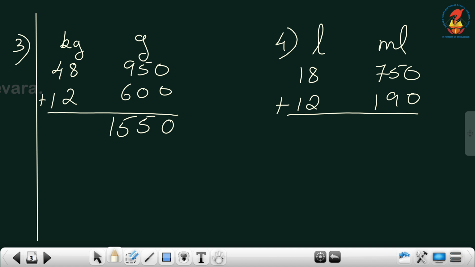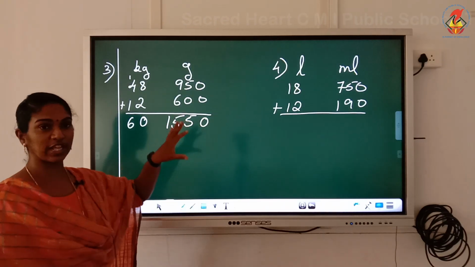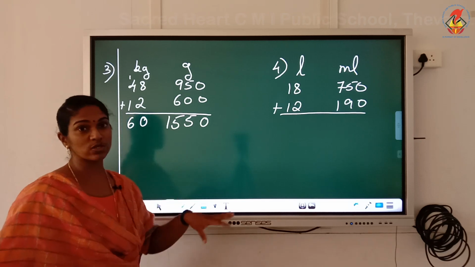Okay. So what I will do, I will write 15 over here first. Next I will add the kilograms. 8 plus 2 I get 10, carry 1, 1 plus 4 5, 5 plus 1 I get 60. But what can I see over here, children? It is 60 kilogram and here it is given 1550 grams.